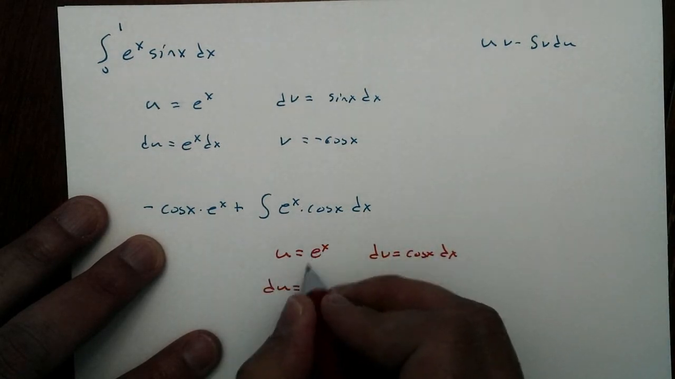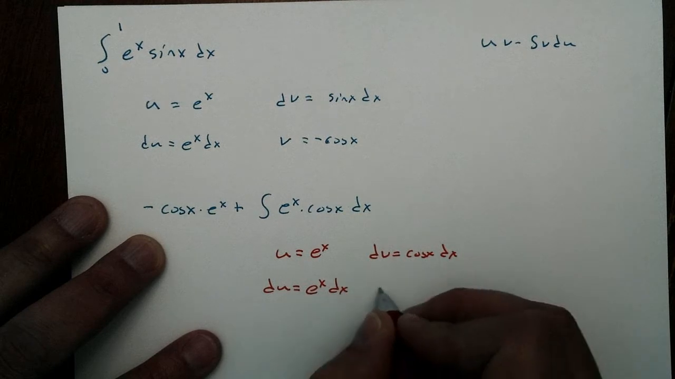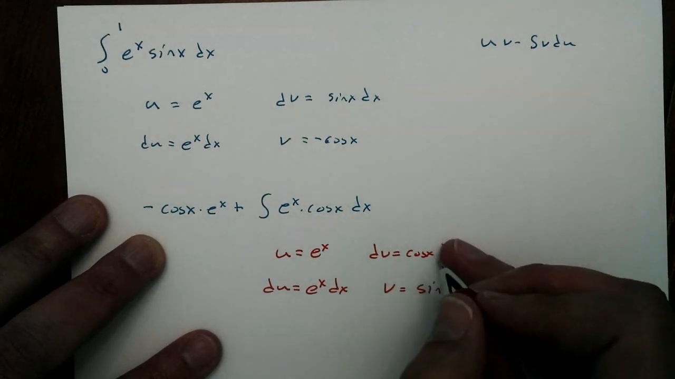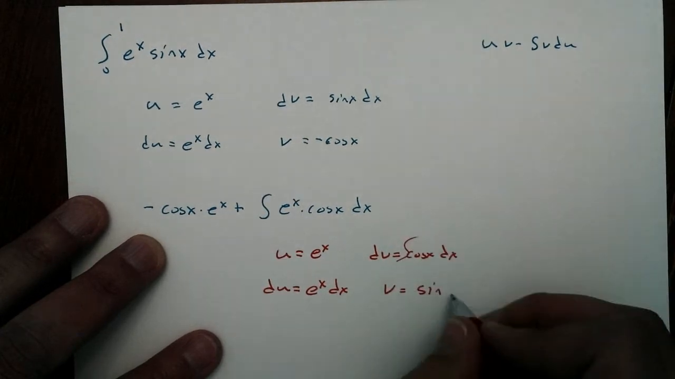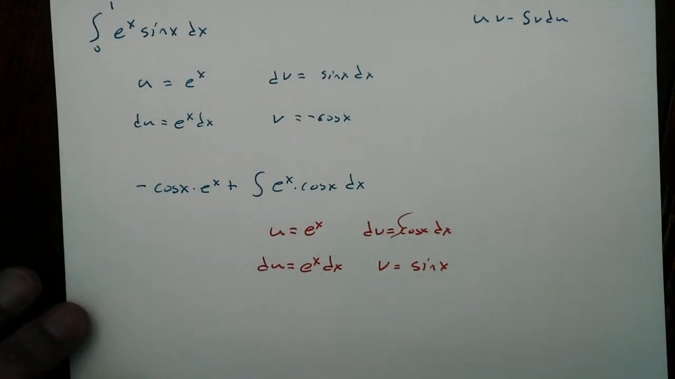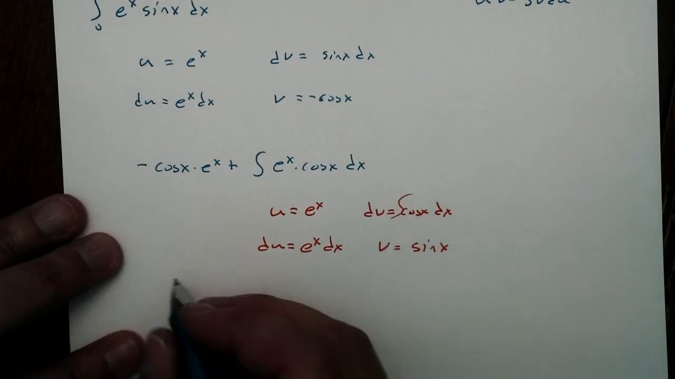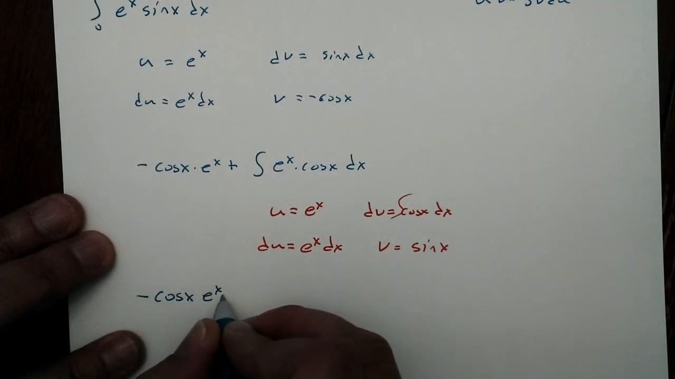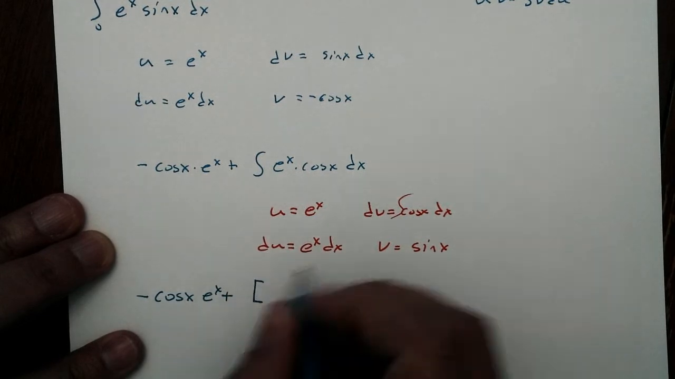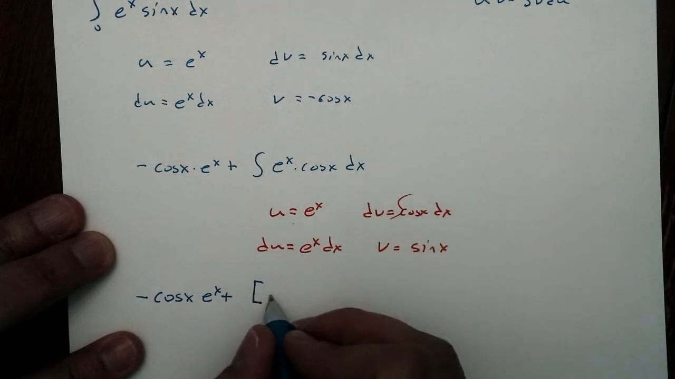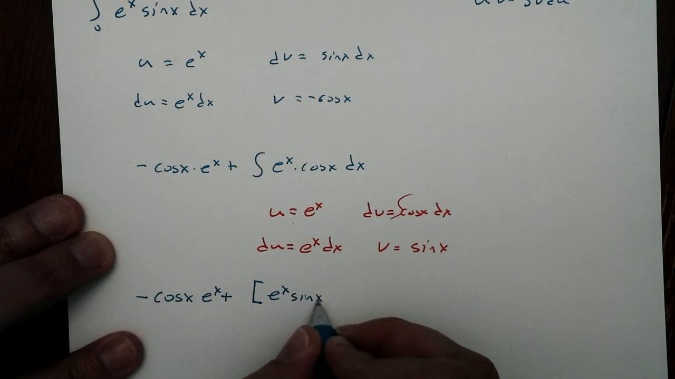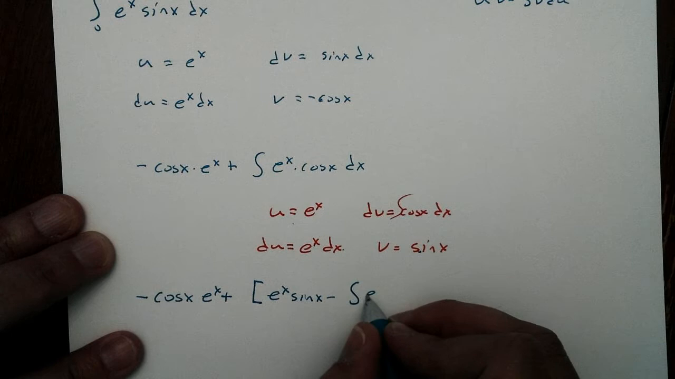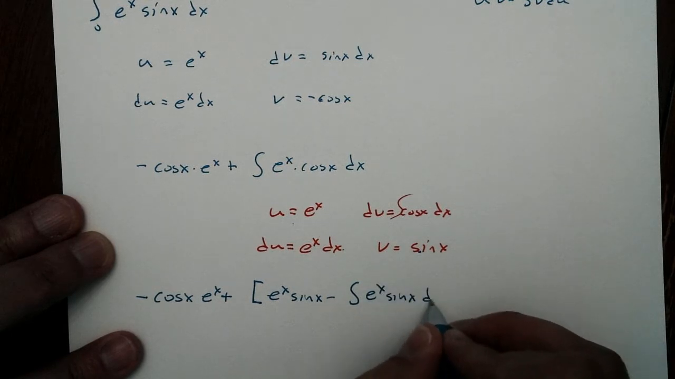Taking the derivative of u, again we get e to the x dx, and the antiderivative of cosine is just sine. Sine's derivative is cosine, so if we integrate cosine, we get sine of x. Using our one rule again, we're going to get this negative cosine of x, e to the x, plus, and I'll put this in brackets, uv, so e to the x sine of x minus the antiderivative of v du. So that becomes, again, e to the x sine of x dx.